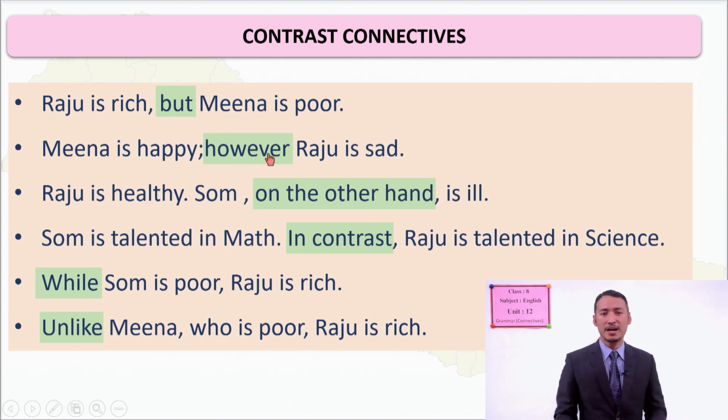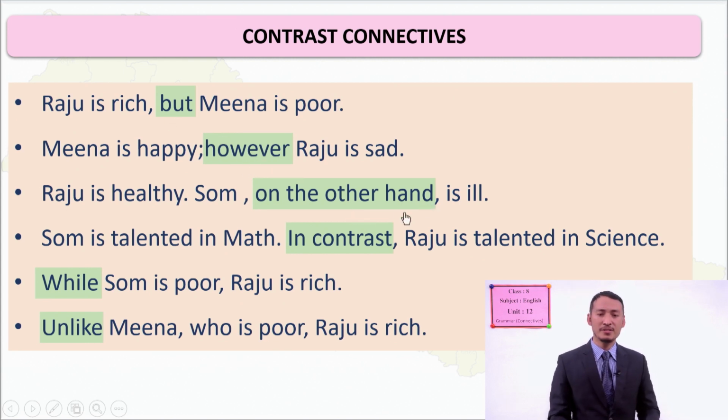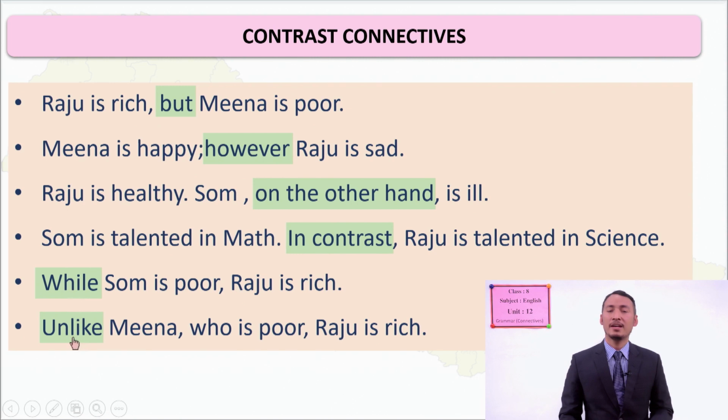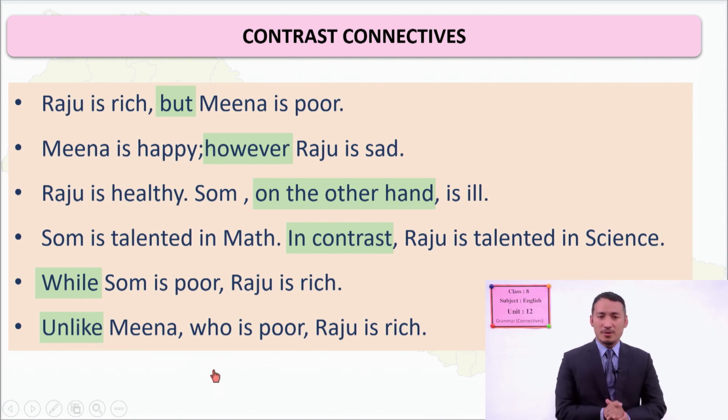You can see here, however, is used differently. On the other hand, is used differently. And contrast can be used at the beginning, like this, and while also like this, and unlike in the beginning as well. So you can see their difference here.